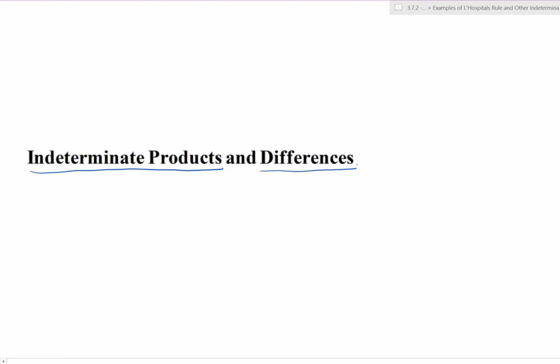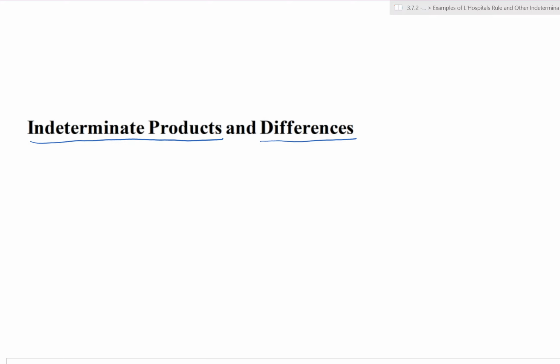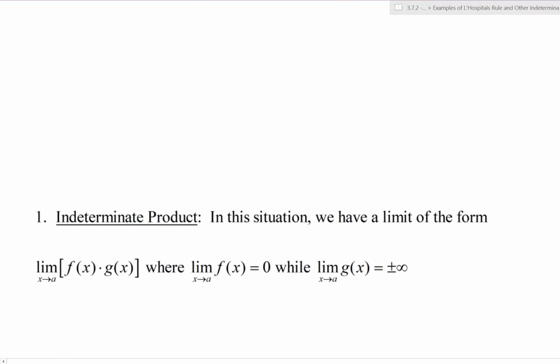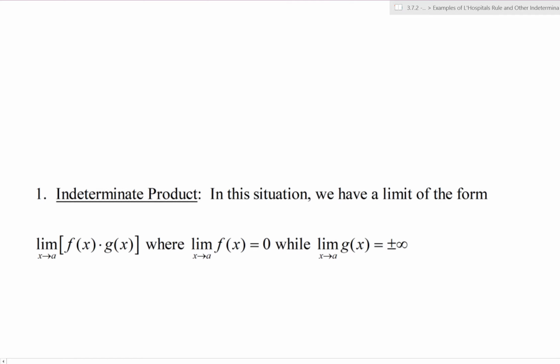One way or another, what we're going to see is L'Hopital's rule comes into play. So how do we define these? First of all, an indeterminate product. In this situation, we have a limit like so. The limit as x goes to a of a product of 2 functions, f of x times g of x, but in specific, the limit of one of the functions, say f of x as x goes to a, is 0, while the limit of the other function, g of x as x goes to a, is either infinity or negative infinity. So you get this form 0 times infinity or 0 times negative infinity, and that is what we call an indeterminate product.